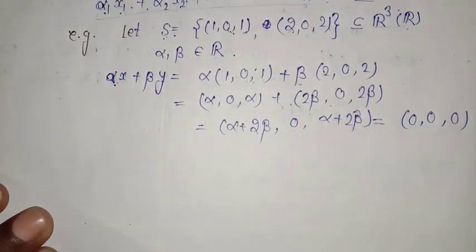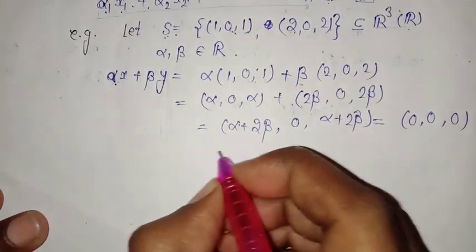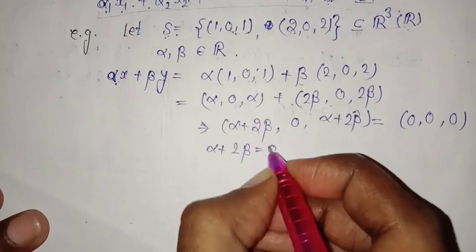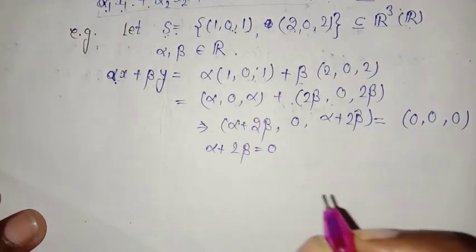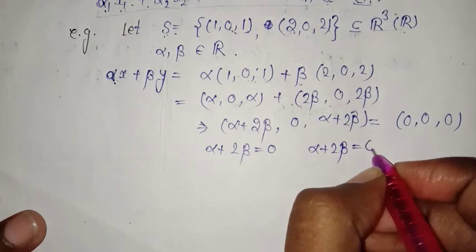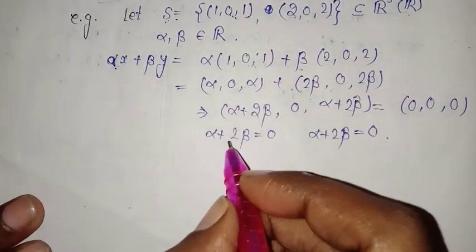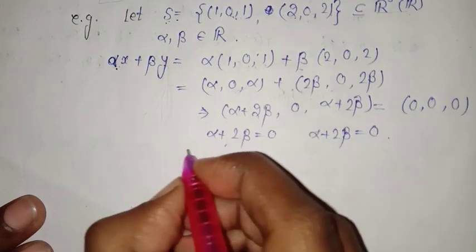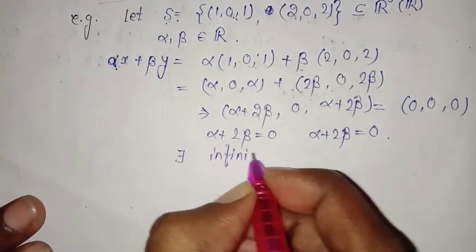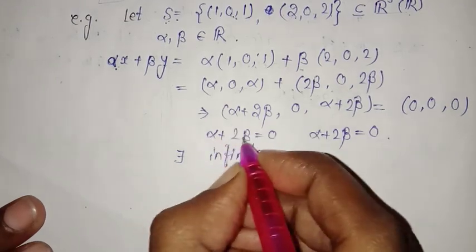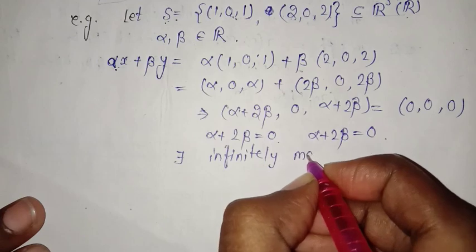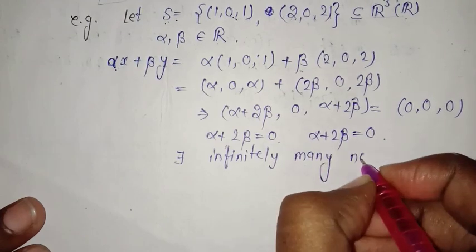So by comparison, we have alpha plus 2 beta equal to 0 and alpha plus 2 beta equal to 0. Since both the equations are the same, there exist infinitely many values for which this equation will give us 0. There exist infinitely many non-zero solutions.